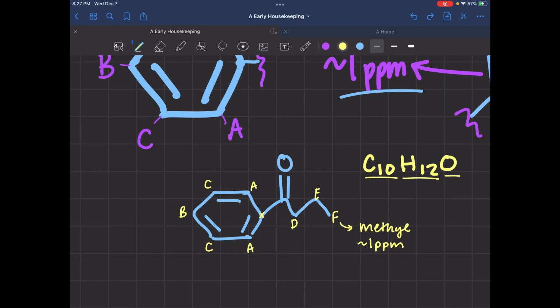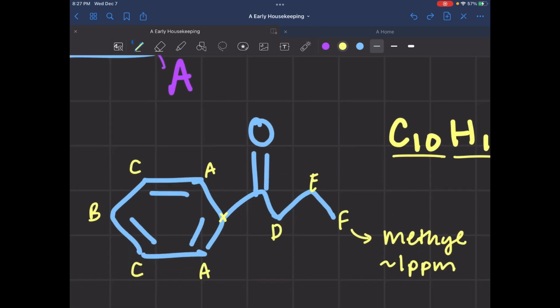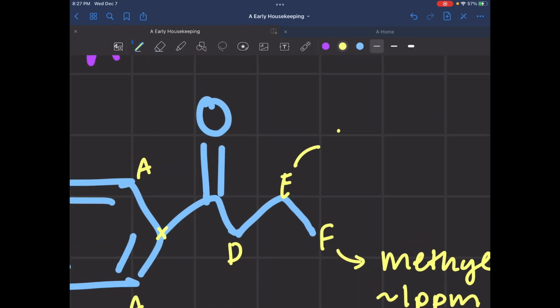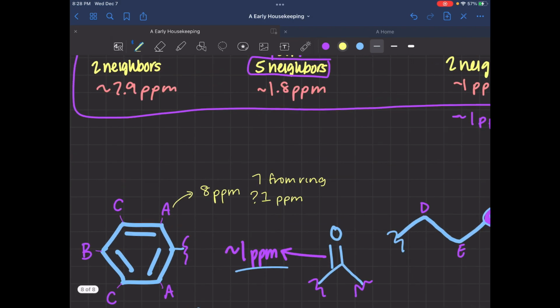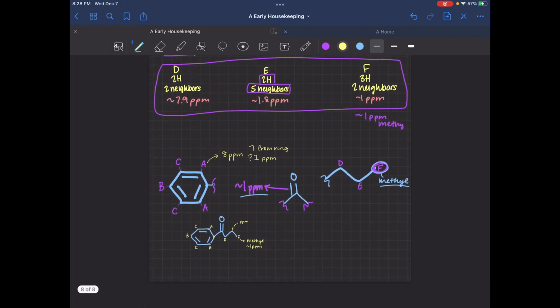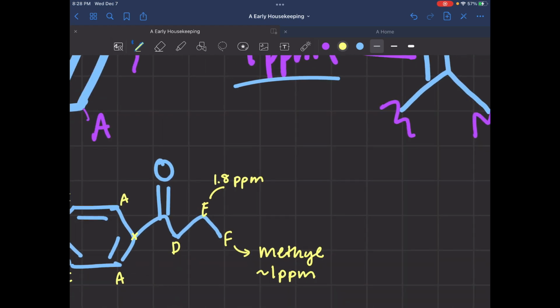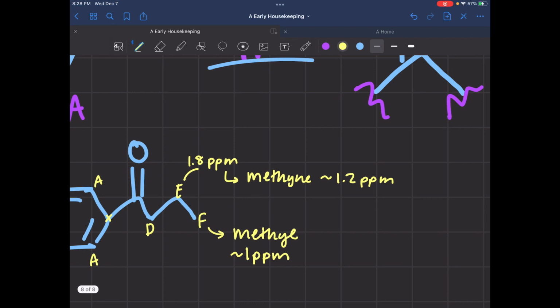So you could go through and do that for all of them. For example, let's see, D. I think D is the one I struggled with the most. So let's do E. E had a ppm of 1.8. Well, this is a methine group. So a methine has a ppm of 1.2. Okay. So now we've got to figure out where did the other 0.6 come from.